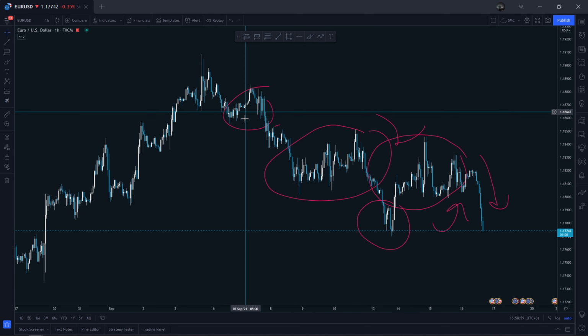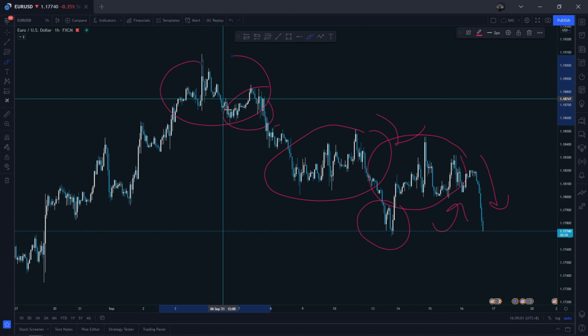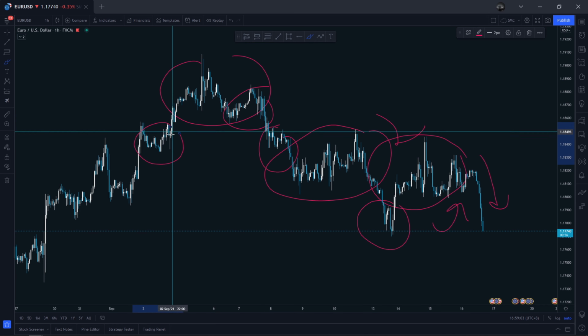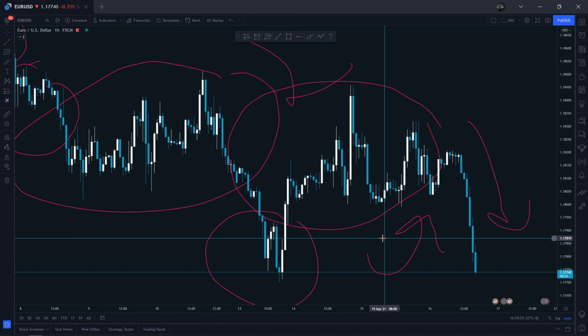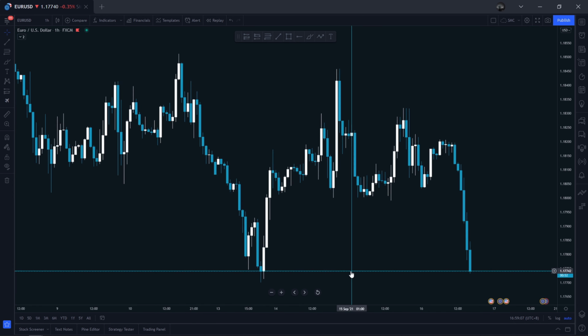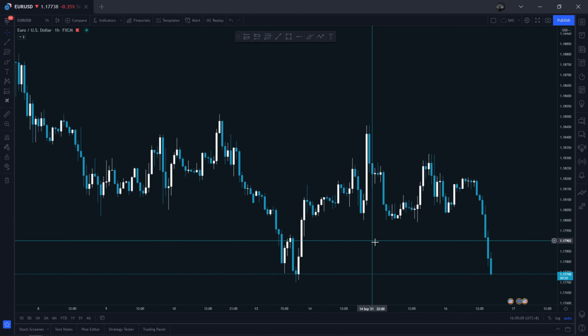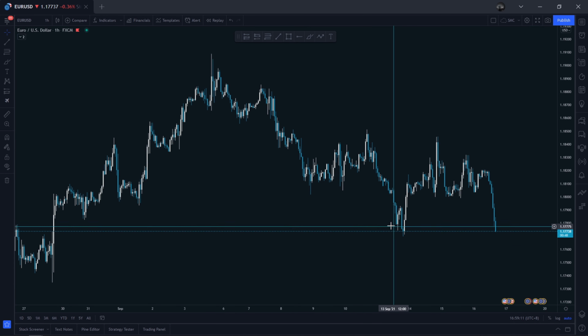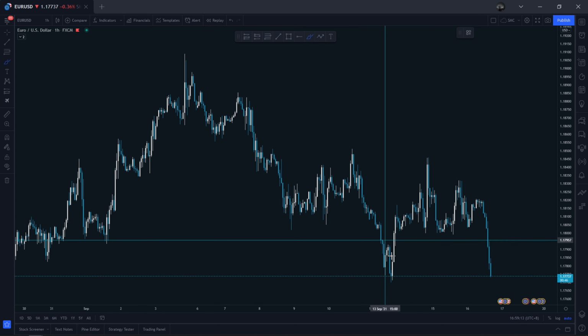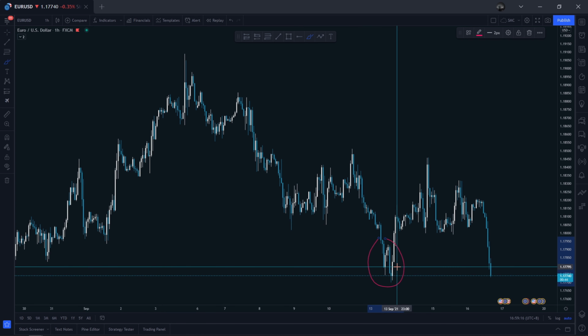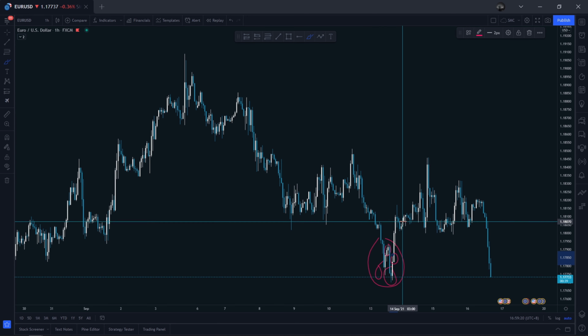Accumulation, distribution, accumulation, distribution. But the thing is, if you look in lower time frames, there's Wyckoff everywhere, or basically schematics everywhere. So if we look at this, I see accumulation there. On lower time frames, accumulation, distribution here.